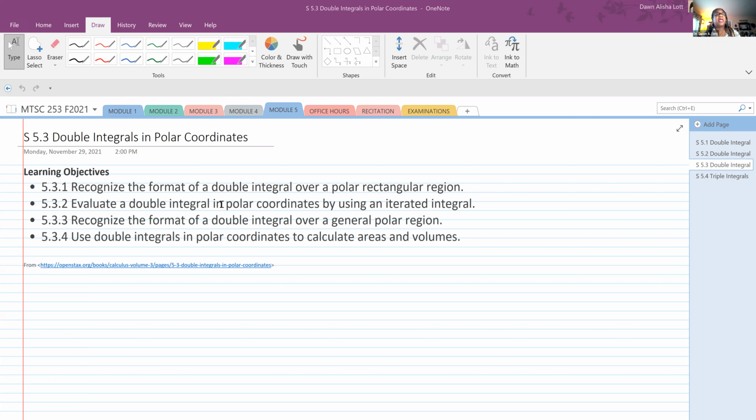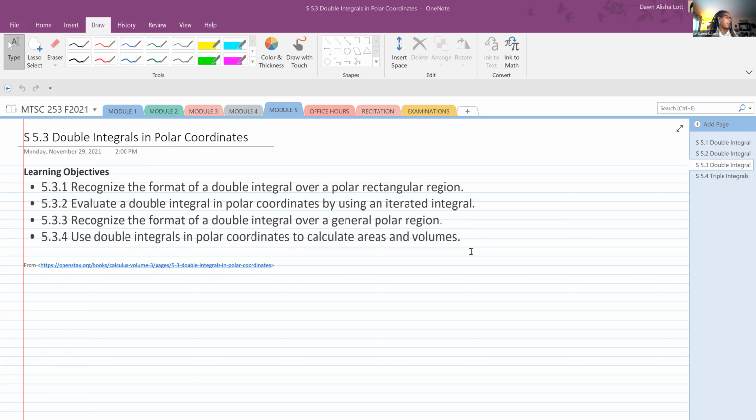So we want to recognize the format of a double integral over a polar rectangular region, evaluate a double integral in polar coordinates by using an iterated integral, recognize the format of a double integral over a general polar region, and use double integrals in polar coordinates to calculate areas and volume.